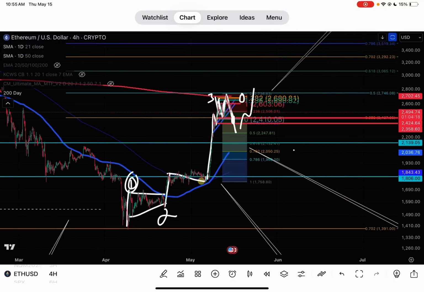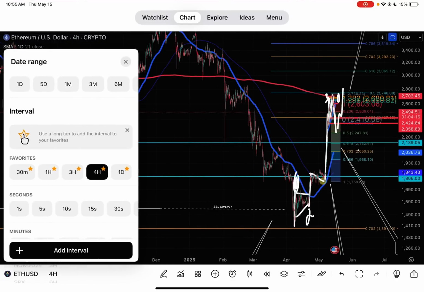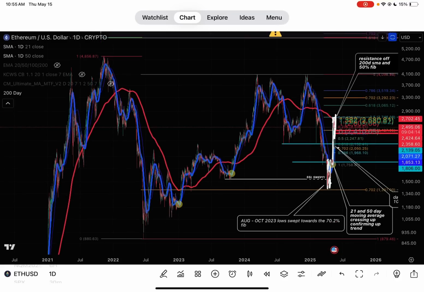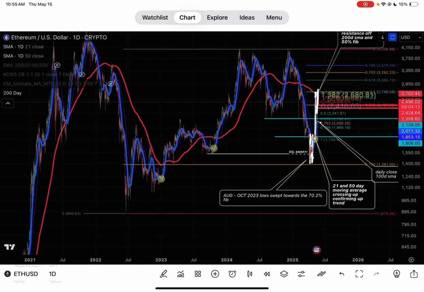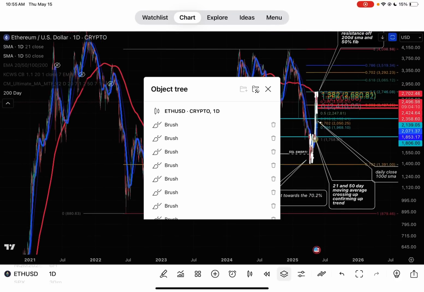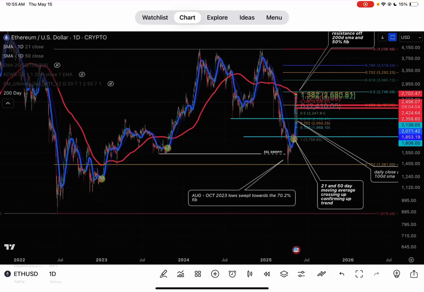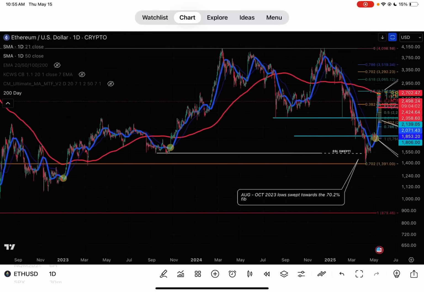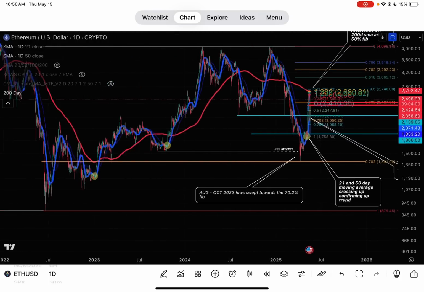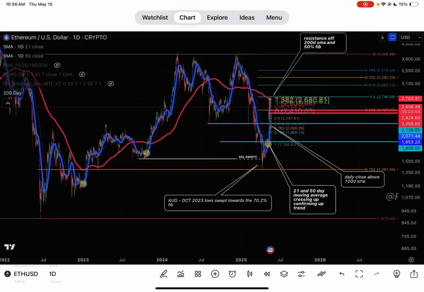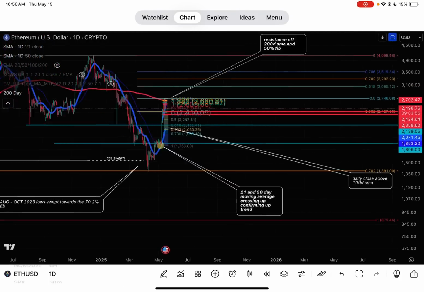So don't forget that ETH does look bottomed out. Taking a look here at the daily time frame, we did come down to the 70.2% fib, very similar to what we see on Total 3. So on Total 3, if you guys haven't seen that video, please go ahead and take a look at that. I did say that we came down to the 702. Okay, we came down to the 702.